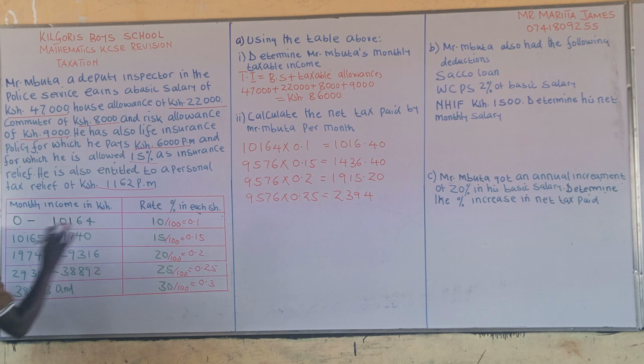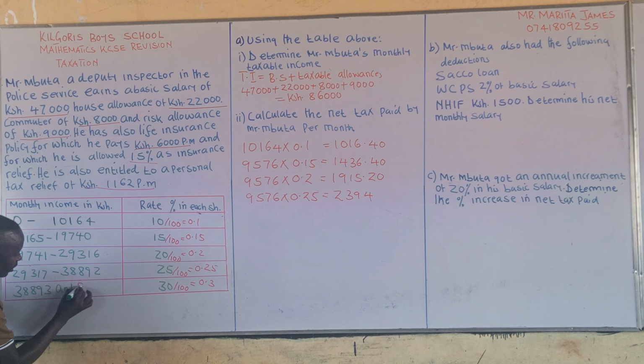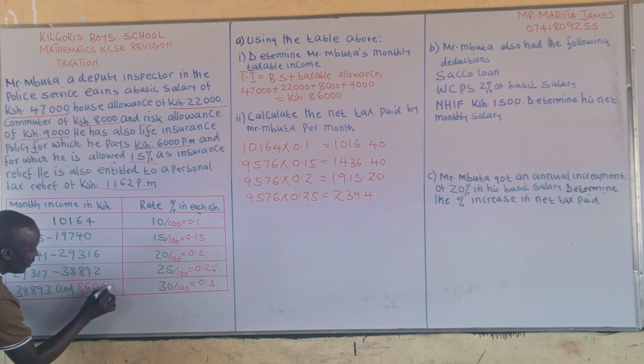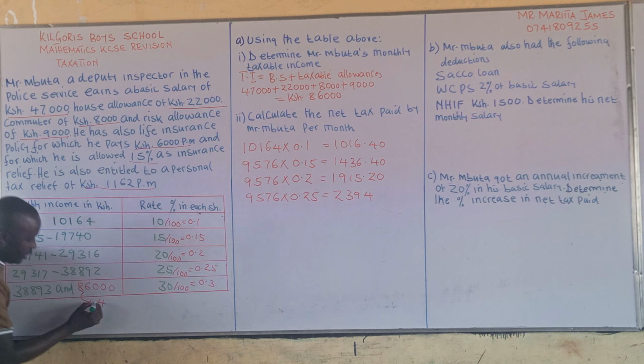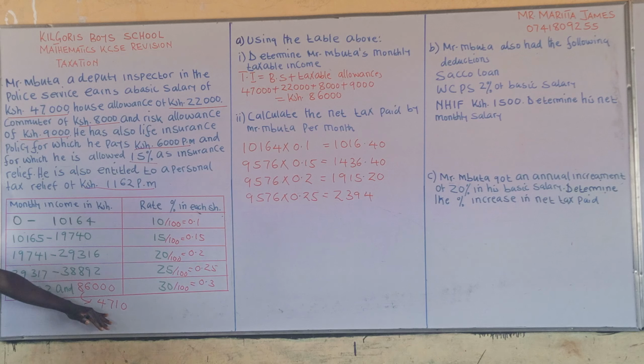So here where we have this one above, we can take our 86,000. And if now you take 86,000 minus 38,892, that one will give a difference of 4,710. So we are getting that difference of 4,710.